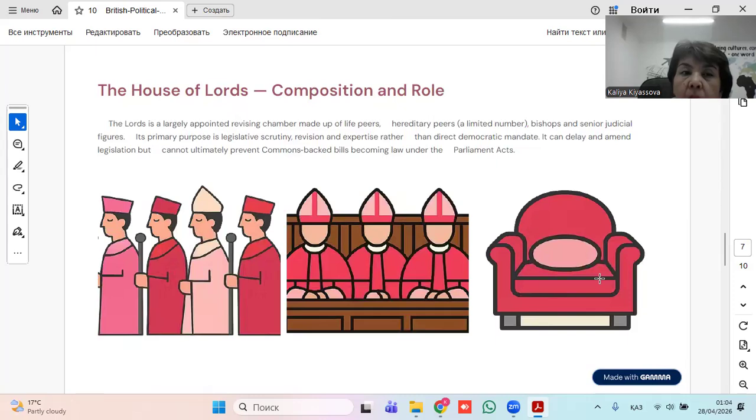And the House of Lords, composition and role. The Lords is a legally appointed revising chamber made up of life peers, a limited number of hereditary peers, the bishops, and senior judicial figures. Its primary purpose is legislative scrutiny, revision, and expertise rather than a direct democratic mandate.